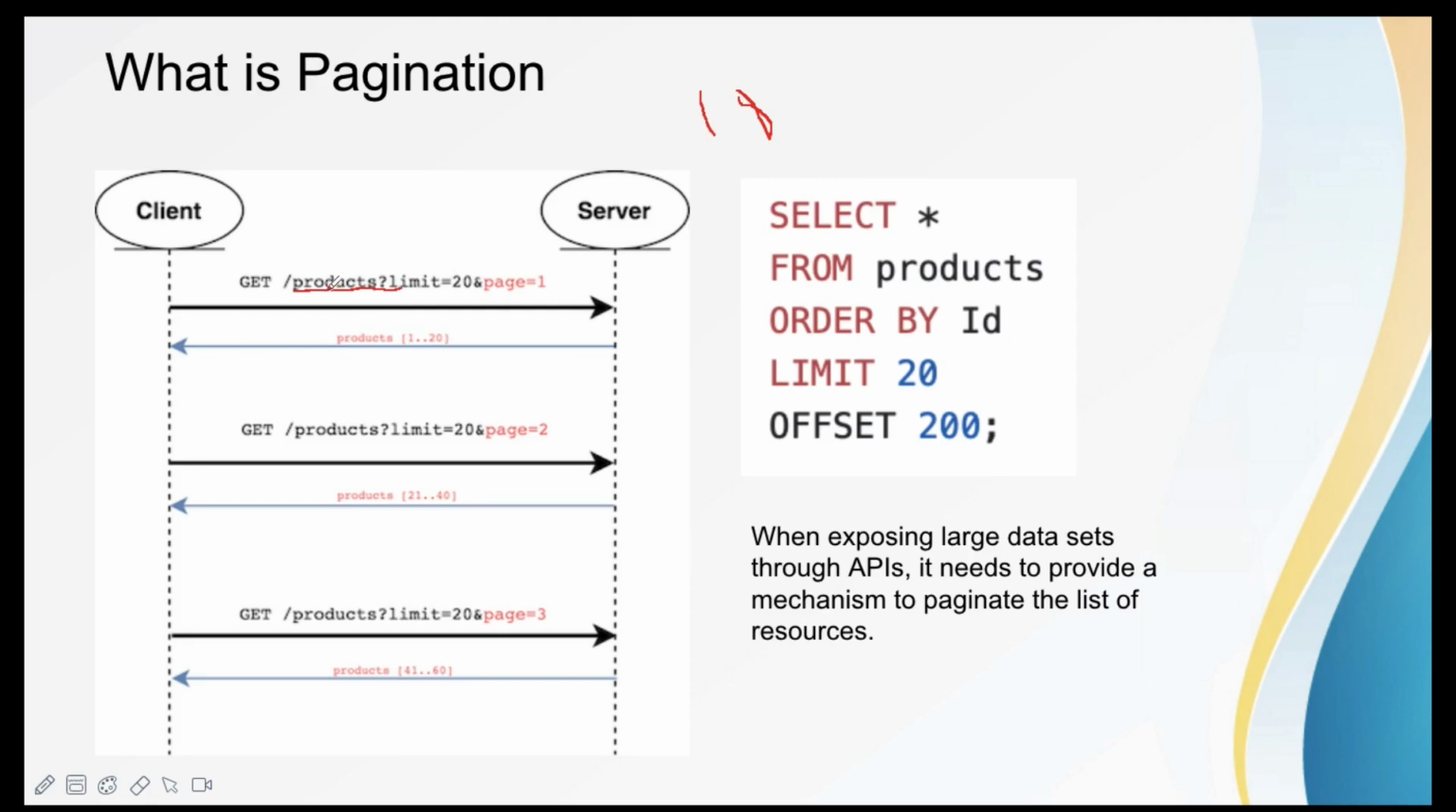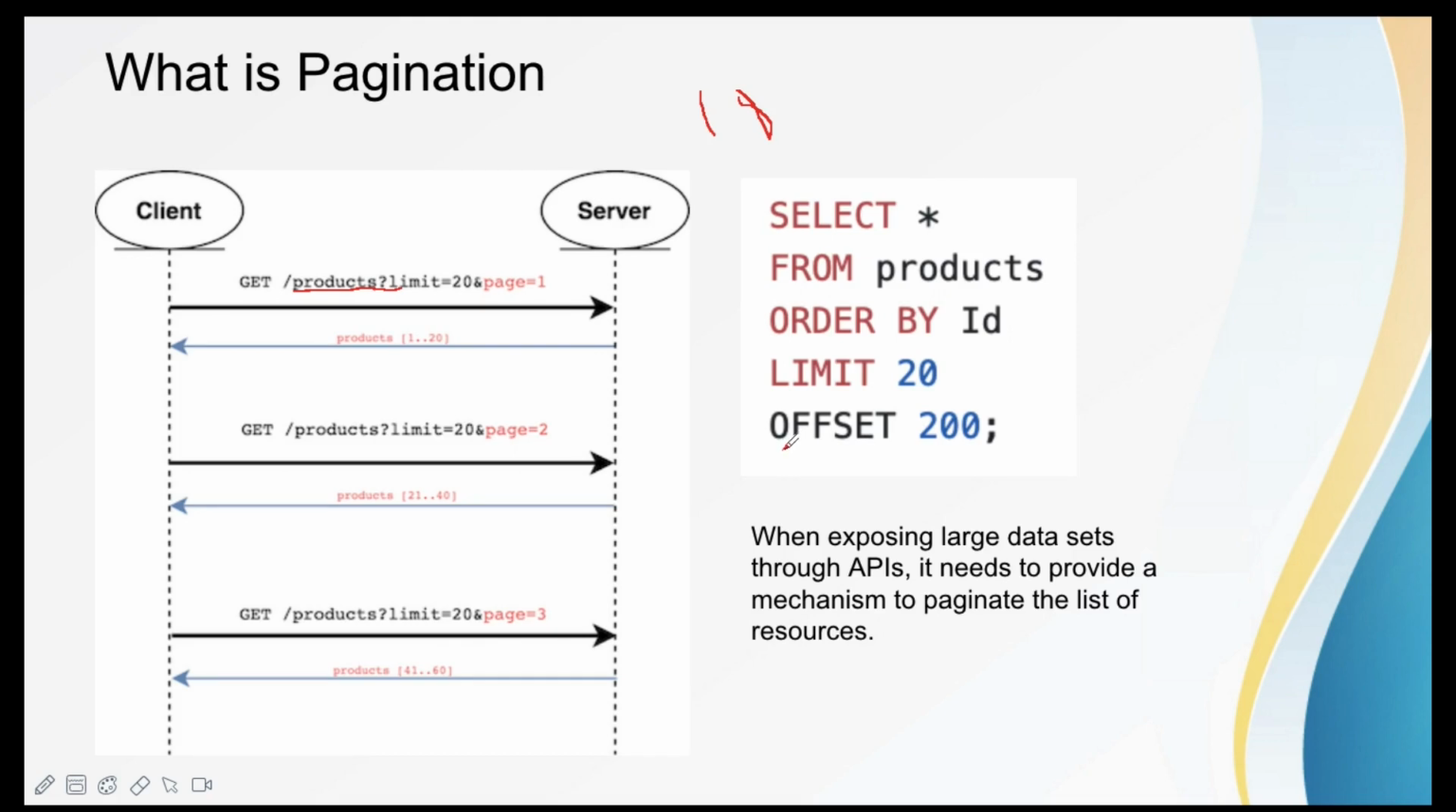Here is the example. You can see that we are using a limit of 20, so from page 1 we get 20 records, and from page 2 we again get 20 records. In these 3 pages we get a total of 60 records. Similarly, this is the SQL query: select star from product order by ID, limit 20. So I am getting 20 records.